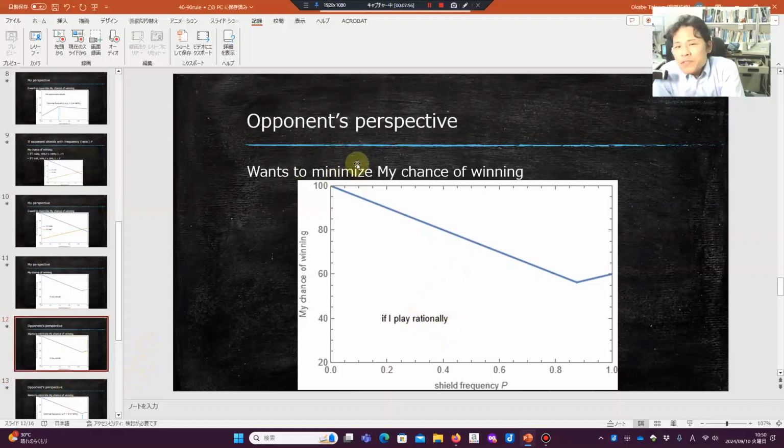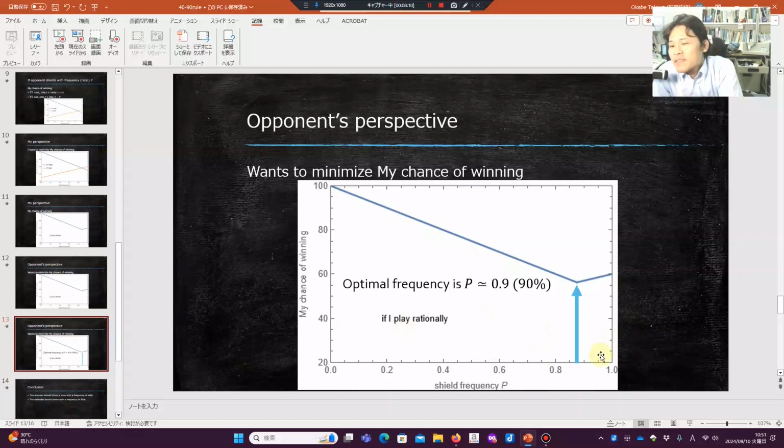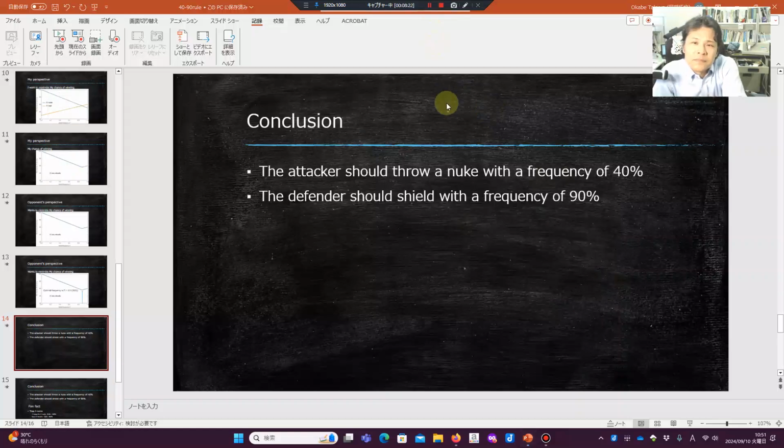From the opponent's perspective, the opponent wants to minimize my chance of winning. To minimize this, the answer is clear, this. So the optimal frequency for the opponent to shield is 90%. Conclusion: the attacker, I, should throw a nuke move with a frequency of 40%, and the defender should shield with a frequency of 90%.